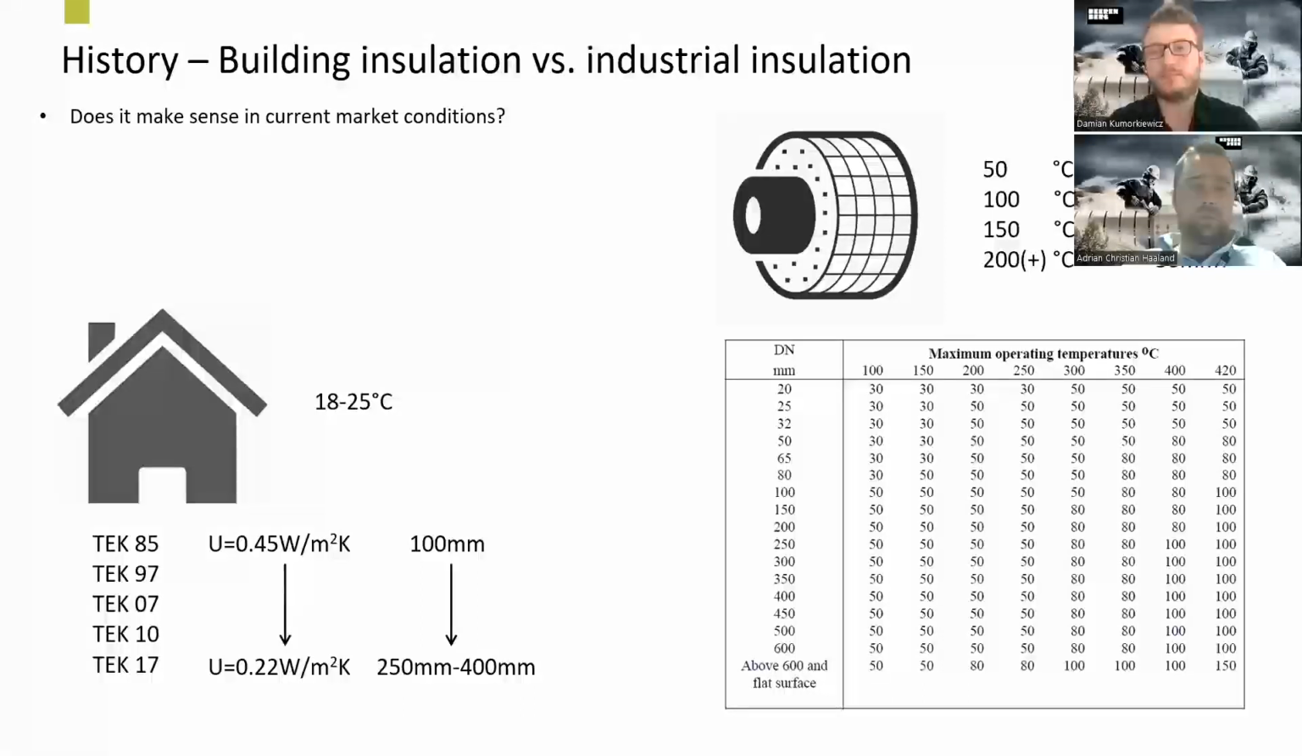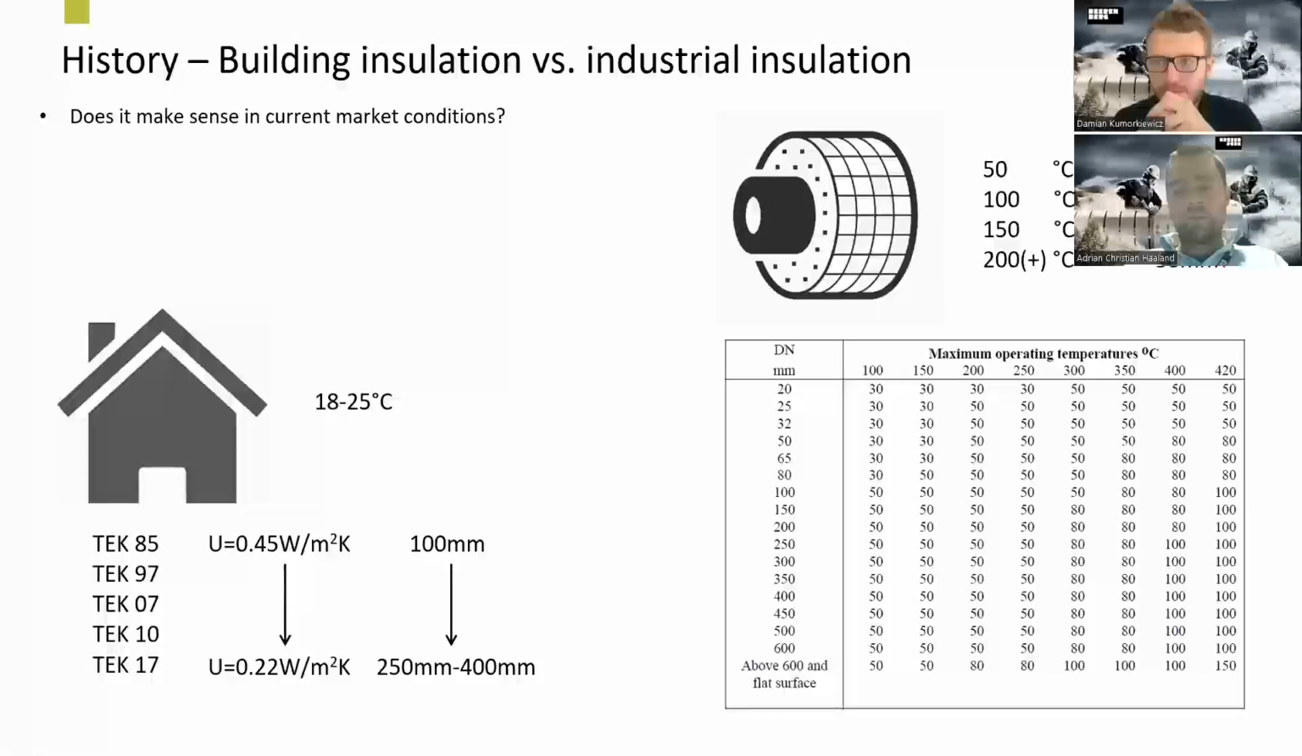So it means that for 50 degree, 100 degree, 150 degree, in some cases even 200 degree Celsius pipelines, we are still insulating them with as little as 50 or 40 millimeters of, for example, mineral wool or cellular glass or perlite or what have you. So there is a large gap to fill.